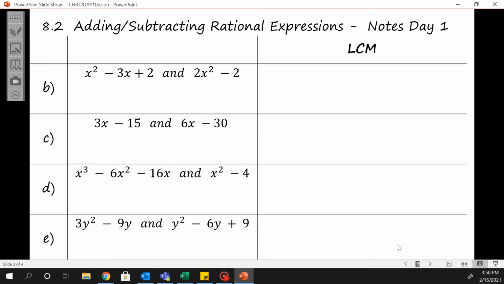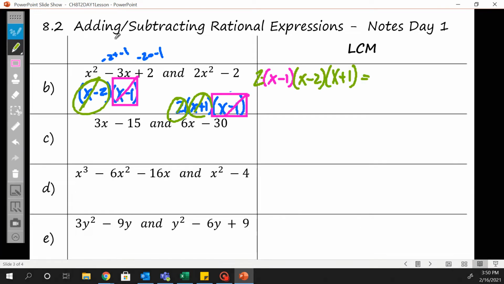Now, what does it say? Does it say leave it in factored form? Yeah, we're going to leave it in factored form today. Later on, we'll multiply it together, but today we're going to leave it in factored form. Okay, so this is our LCM. 2 times x minus 1 times x minus 2 times x plus 1. That's the LCM of x squared minus 3x plus 2 and 2x squared minus 2.